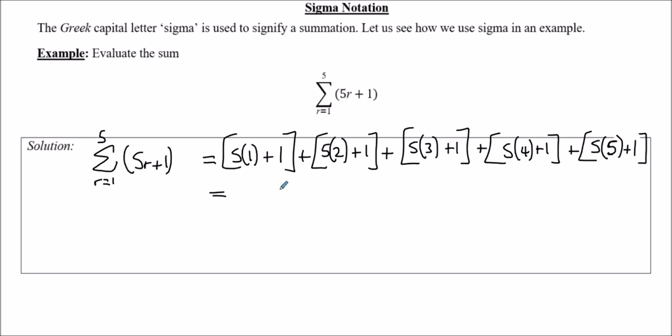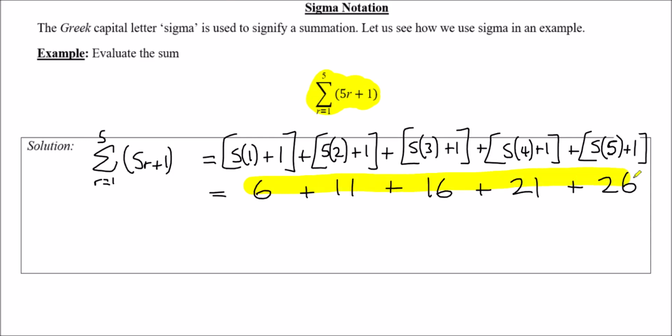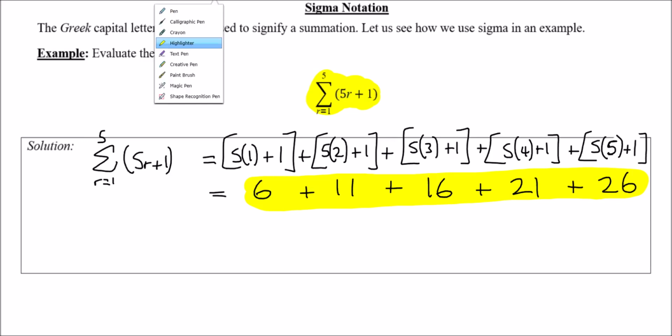So 5 lots of 1 plus 1 is 6. 5 lots of 2 plus 1 is 11. And it's 16, 21. And this one here is 26. And so all of this here is just neatly expressed by this thing here. This thing highlighted in yellow is this summation. It's one and the same thing. But we can now link it back to what we already knew.